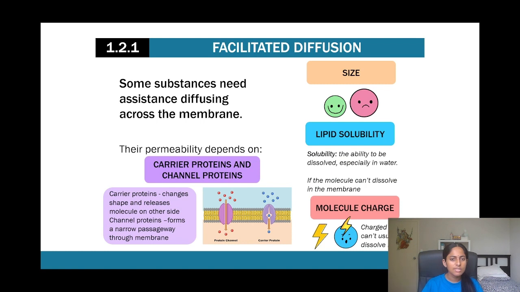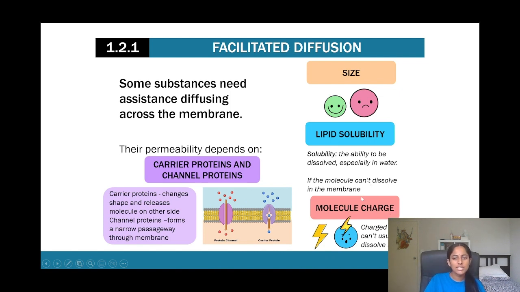And in terms of diffusion, you have something called facilitated diffusion. This is pretty much where certain molecules need assistance in going across the membrane, and that's typically because they may have a larger size or they're not lipid soluble. Remember that to go through this membrane, you have phosphates and then you have to go down this lipid barrier. So if you're not lipid soluble and you can't dissolve in the membrane, then how are you meant to pass through?